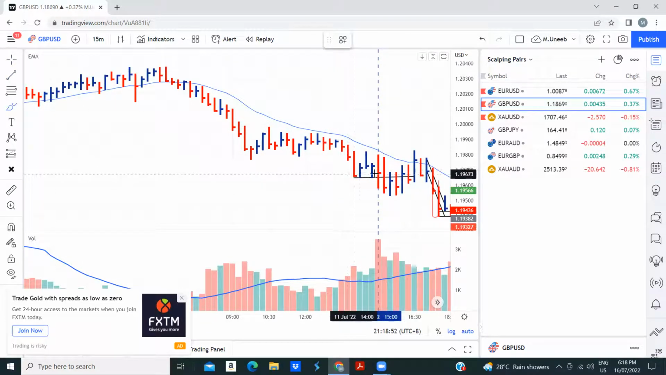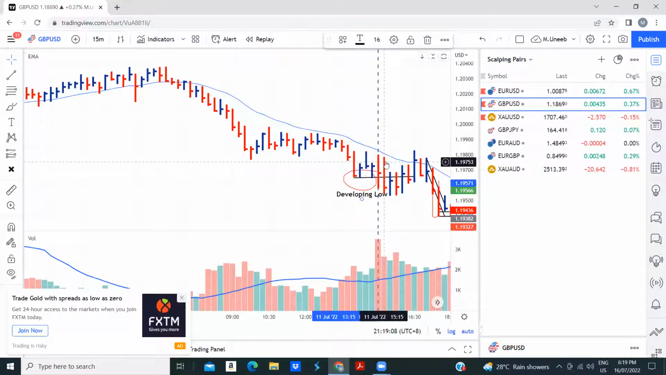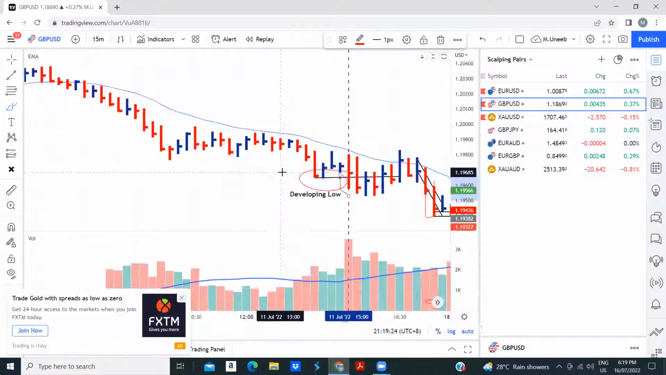Because this is developing low. It's not yet developed. We don't know whether this is a low or not. We will only know this is a low once the London session has been opened. Because maybe the price keeps on going down here. So this is not a low yet. Am I right? Yeah. Right.